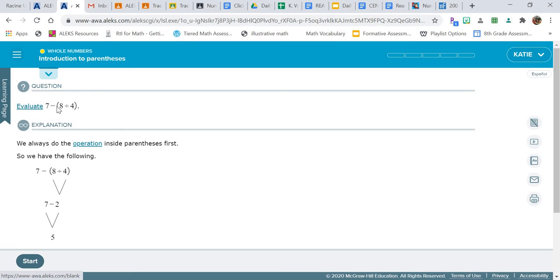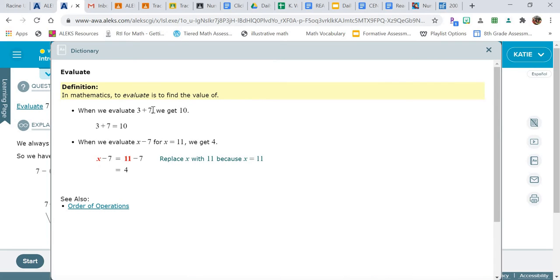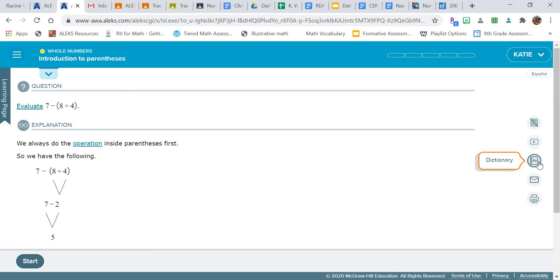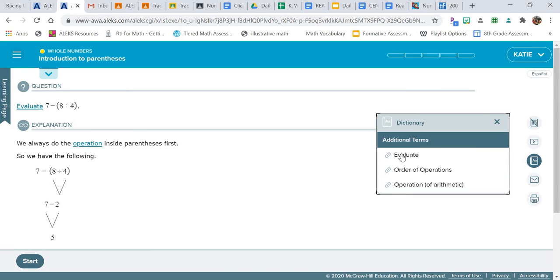So here it's telling you evaluate 7 minus the quantity 8 divided by 4. If you're not sure what evaluate means, notice here that it is blue and underlined. So if I click on it, it's actually going to pull up the definition for me if I'm not sure what evaluate means. The other option that I have, I can go into my dictionary and I can look at the different terms that are going to be a part of this lesson.